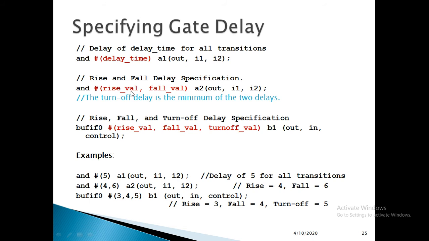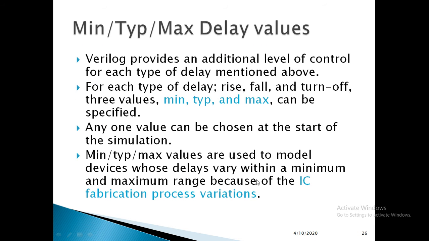Here explicitly 2 delays are used, and the turn off delay is the minimum of these 2 delays. Here all 3 delay types are defined. Here you see AND #5, a delay of 5 for all transitions, and #(4,6), rise delay equal to 4 time units and fall equal to 6. Buf if0 #(3,4,5) refers respectively to rise, fall and turn off.